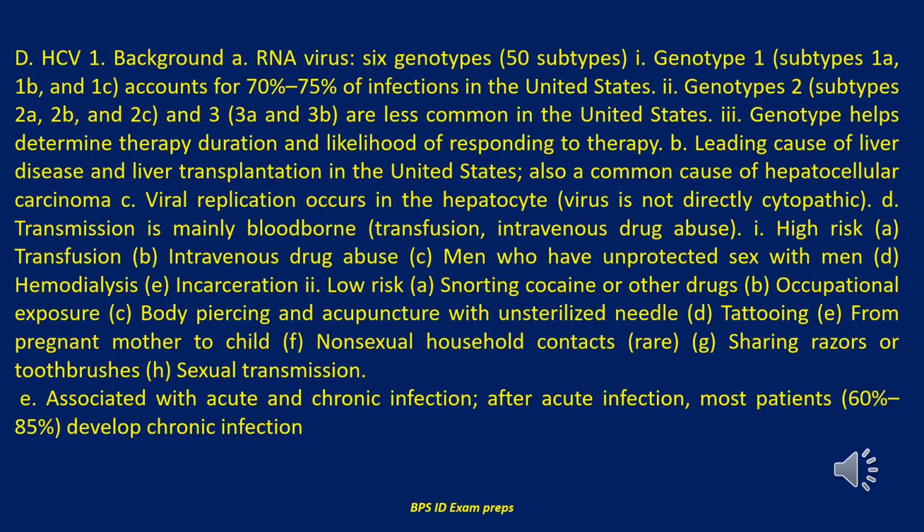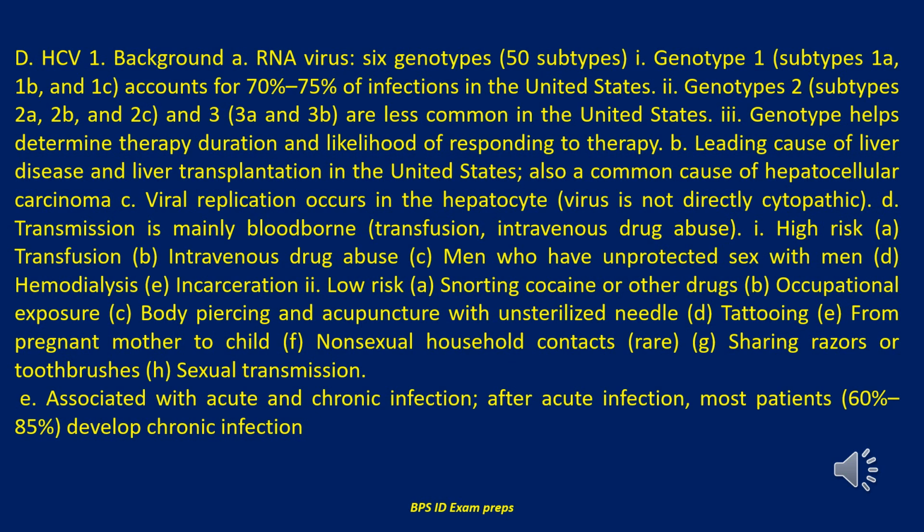D. We will now switch gears to HCV. 1. Background. A. It is an RNA virus with 6 genotypes and 50 subtypes. 1. Genotype 1 has subtypes 1A, 1B, and 1C, and accounts for 70% to 75% of infections in the United States. 2. Genotype 2 has subtypes 2A, 2B, and 2C, and genotype 3 has subtypes 3A and 3B, are less common in the United States. 3.